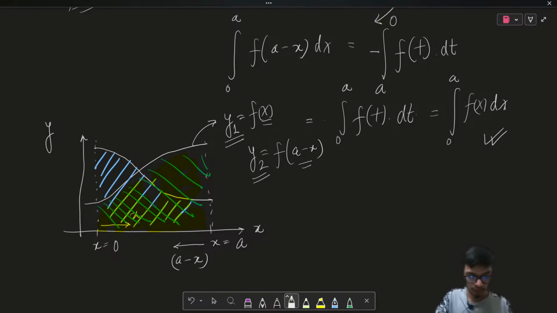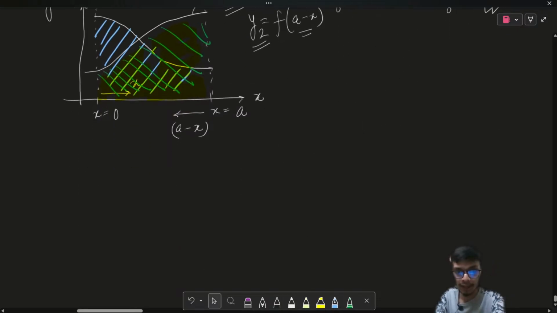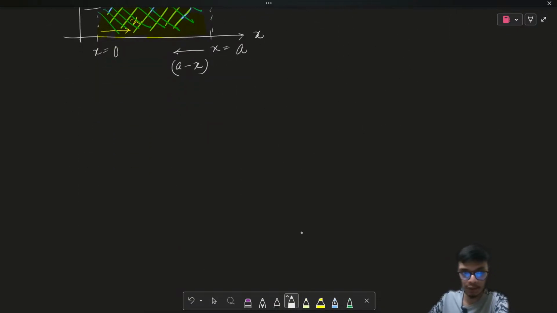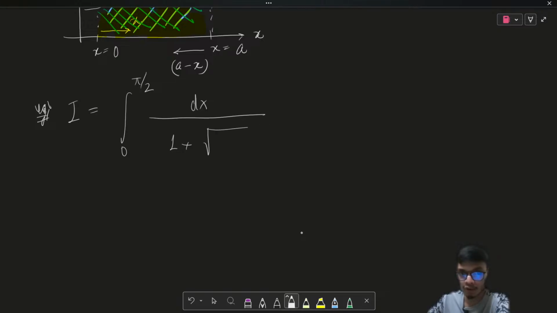So let's now see why this is very important, and let's take one question to explain this theorem. Let's take a simple question. The question is: integrate within the interval 0 to pi by 2, the integral of dx upon 1 plus square root of tan x. So you have to integrate this particular function.